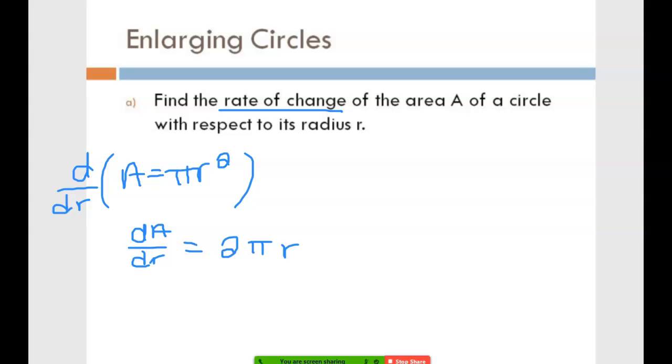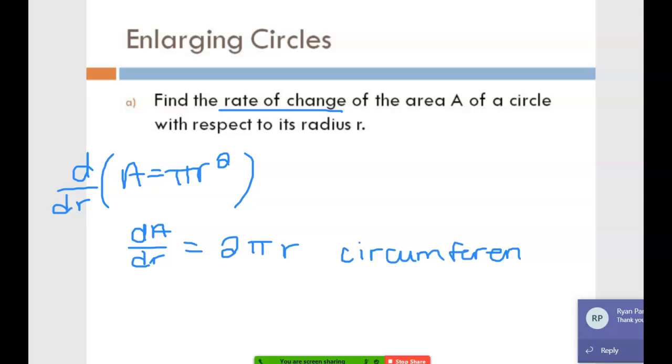What does 2 pi r represent? Chase? The circumference. Excellent. The circumference. That is not by mistake. The derivative of area is circumference.